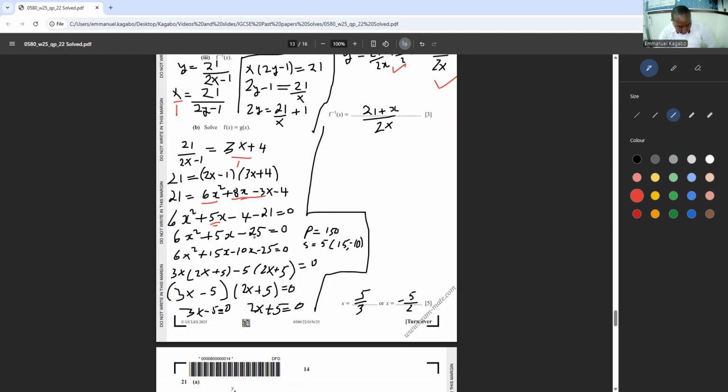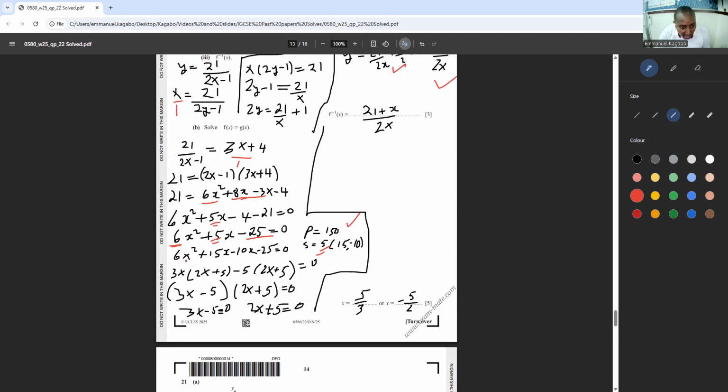Then this gives me a quadratic equation. So I need to factorize. You get this one times that, gives me that. That's the product. The sum will be this one, so it's going to be 5. This is your 5 here. Now, after getting product and sum, ask yourself, what are my two numbers that multiply to give negative 150, and when I add them, I get positive 5? That is 15 and negative 10.